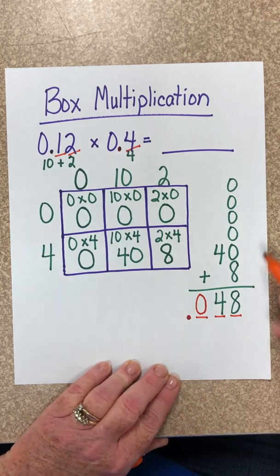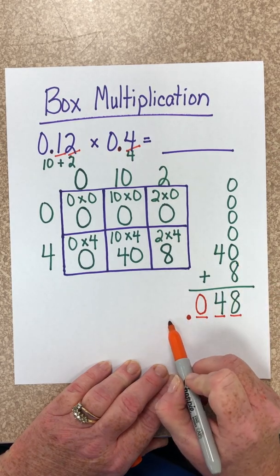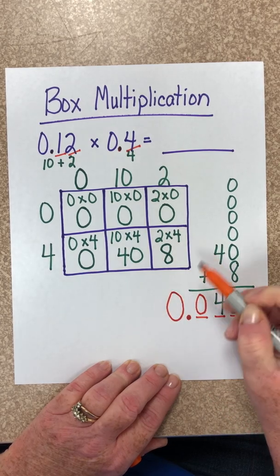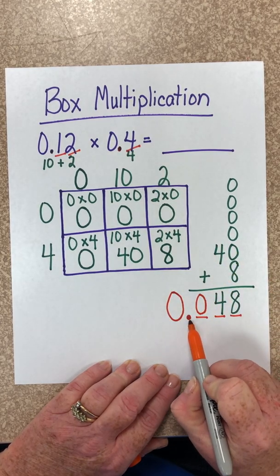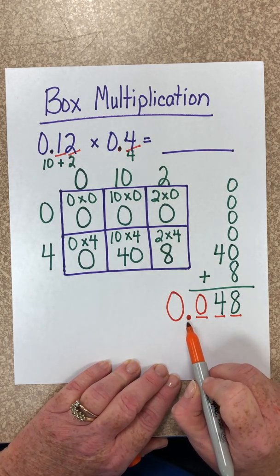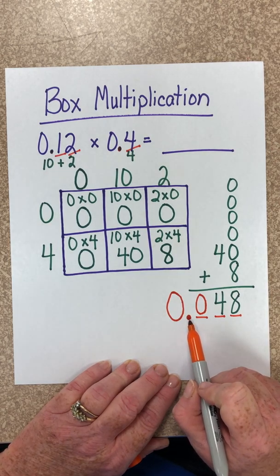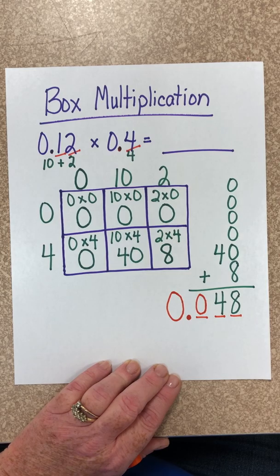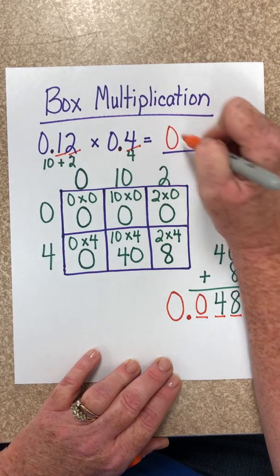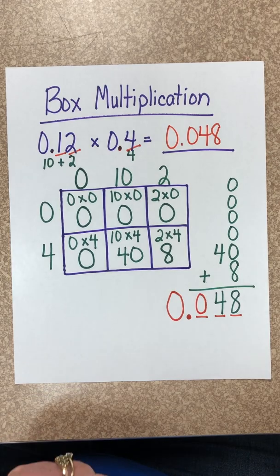In cases such as these, where there's no digit from the problem out front, we need to put a 0 there. That 0 just tells us that this decimal point is supposed to be there. It's not a scratch on the paper or on the computer. It's not a smudge or a smear, but it's meant to be there. So our answer to 12 hundredths times 4 tenths is 48 thousandths.